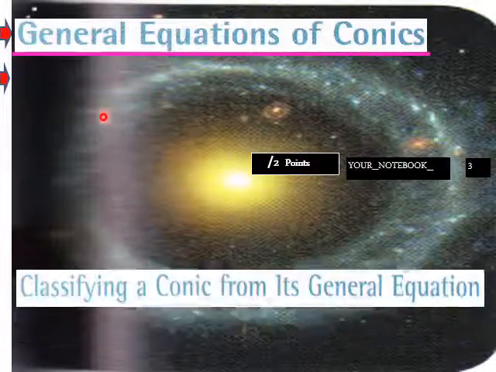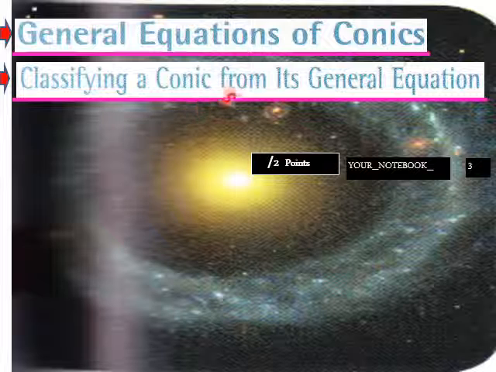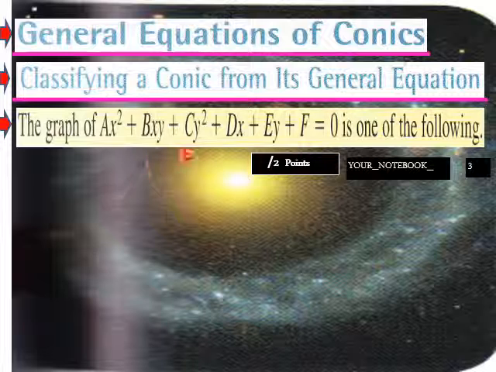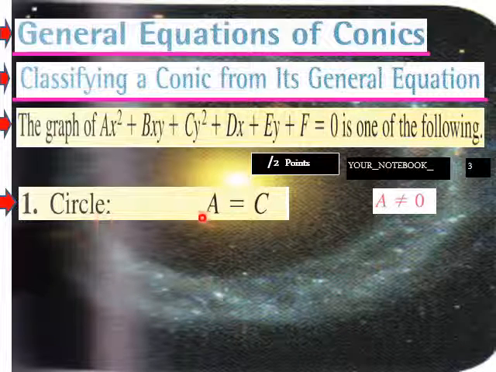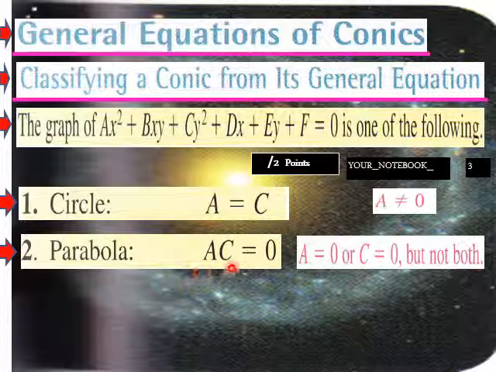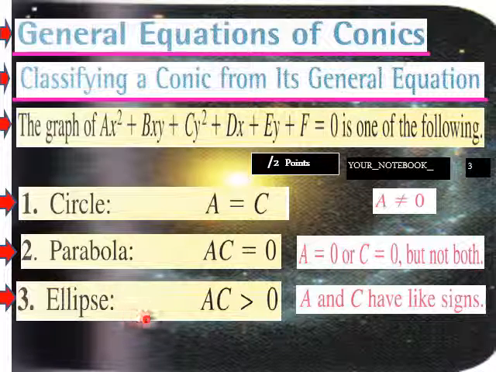General equations of conics. Classifying a conic from its general equation. So the graph of ax squared plus bxy plus cy squared plus dx plus ey plus f equals 0 is one of the following. A circle is when A equals C, and A cannot equal 0. And then the parabola, AC equals 0: A equals 0 or C equals 0, but not both. And then an ellipse will be AC greater than 0, A and C have like signs.